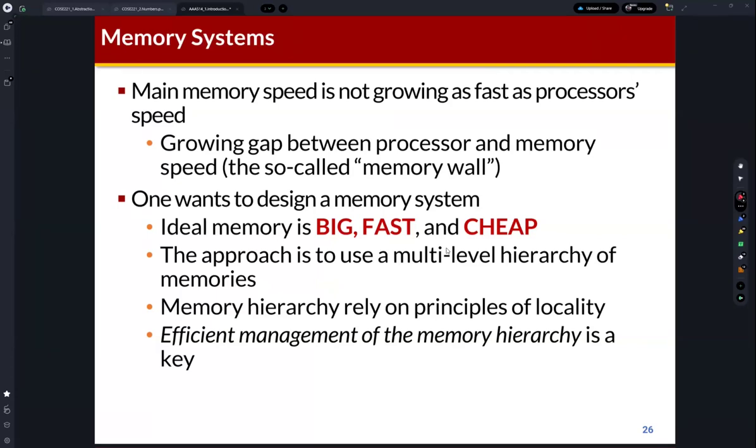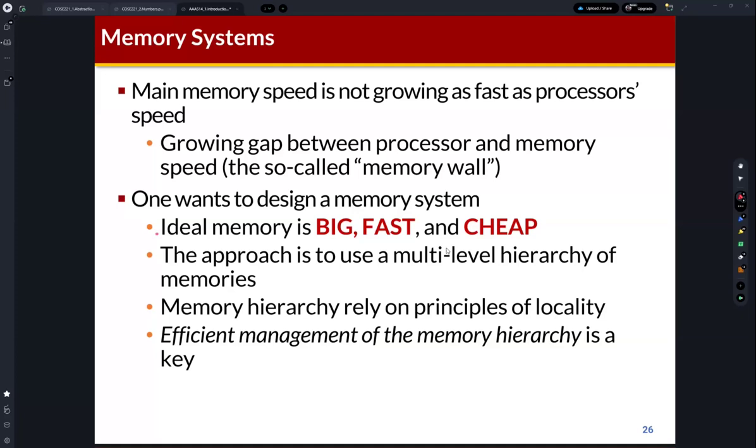Then the memory system. Our memory system is also very critical for the performance of our computer system, because we need to transfer data from memory to the processor core, and it takes a very long time. This long time is called the data movement cost. In the modern computer system, data movement cost is extremely critical. That's why many researchers are focusing on near or in-memory processing because of this data movement cost.